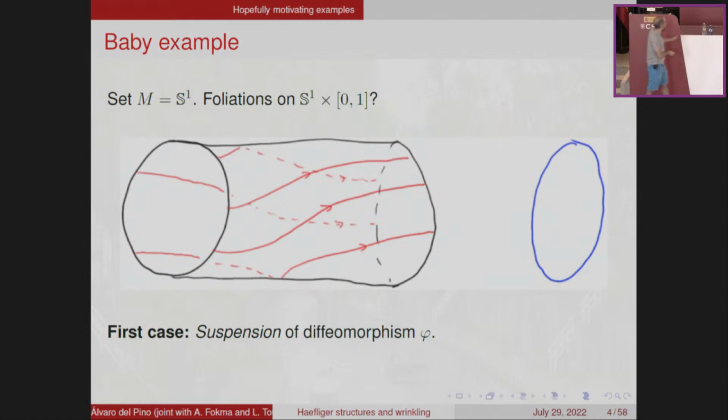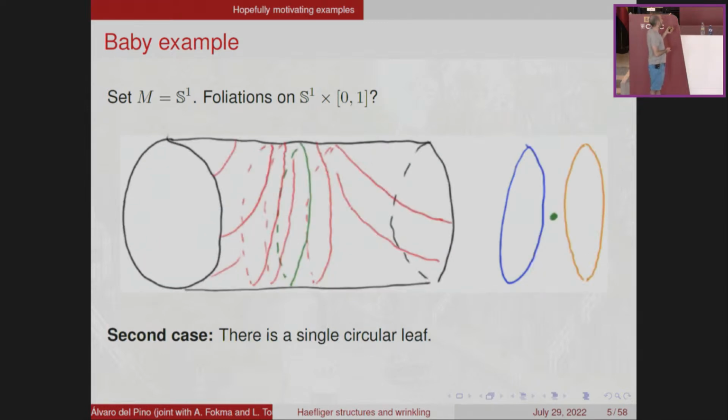Now there's a statement that says that every foliation in the cylinder transverse to the boundary that has no circular leaf is diffeomorphic to one of these, diffeomorphic relative boundary. Let me now show you the other ones, the ones that have circular leaves. So this has a circular leaf. It has a single one in the middle. All the other leaves spiral towards it.